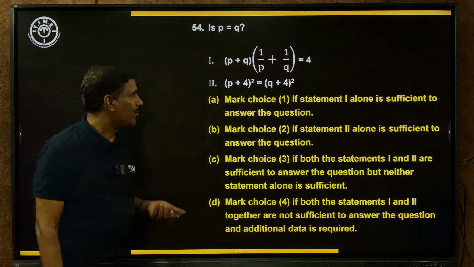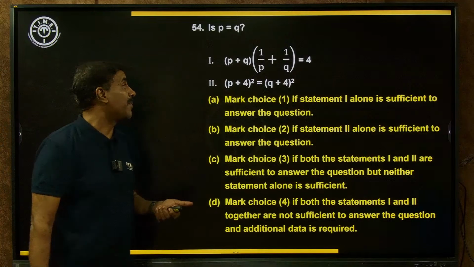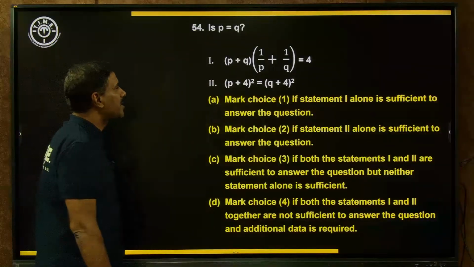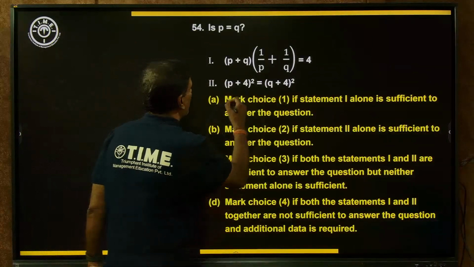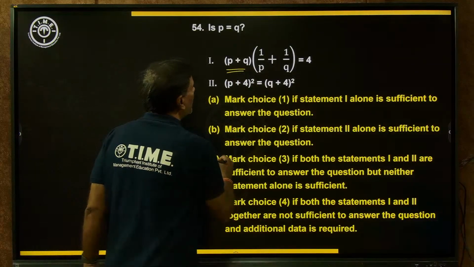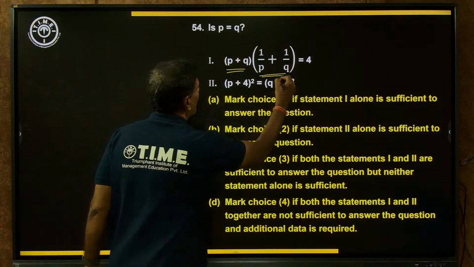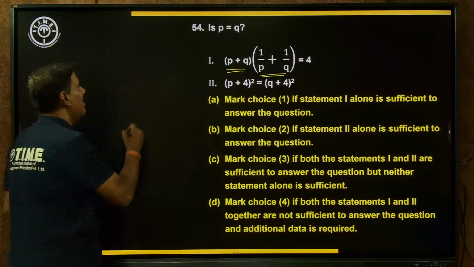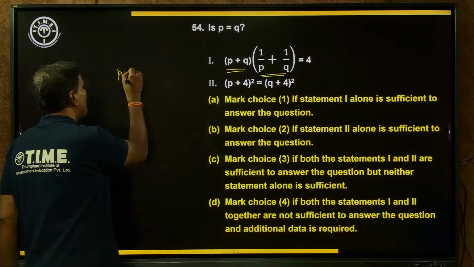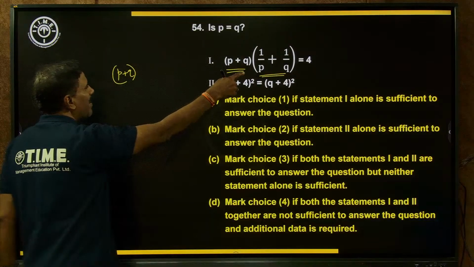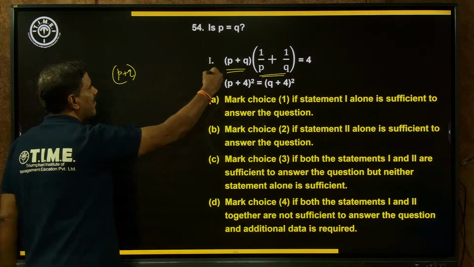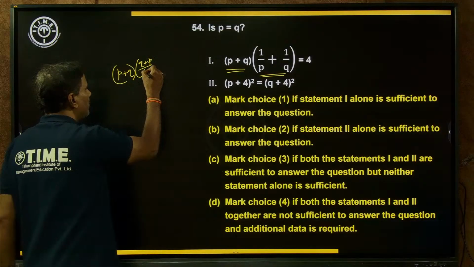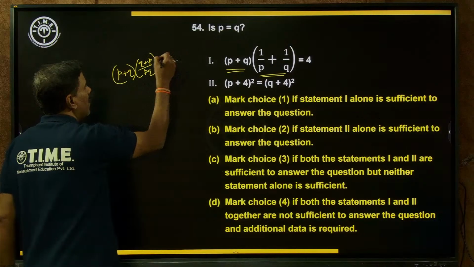Is P equal to Q? Very easy question. What we can say, the question seems to be very small, but the calculation may not be that easy here. What is the first statement's data? (P plus Q) into (1 by P plus 1 by Q) is equal to 4. Okay. So if you are observing carefully, we can write this one as 1 by P plus 1 by Q. If you take the LCM, it will become (Q plus P) by PQ is equal to 4.